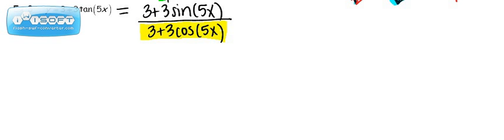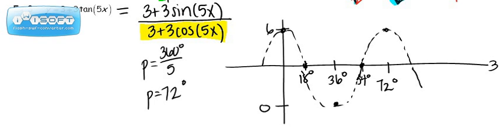So what I'd like you to do right now is pause the video and sketch y equals 3 plus 3 cosine of the quantity 5x. Okay, so you should have graphed y equals 3 plus 3 cosine of 5x, which is my denominator. You should have gotten a period of 72 degrees and 0 displacement.